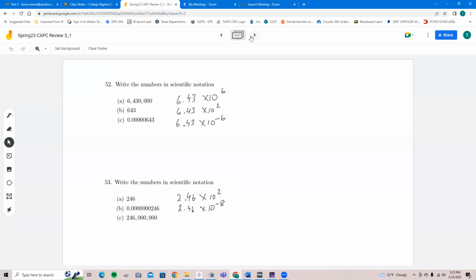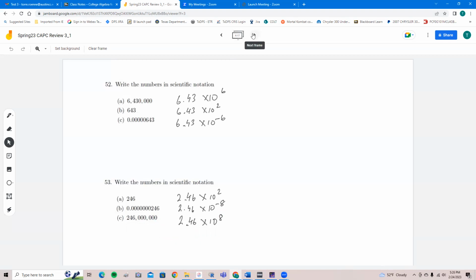And this will be the last one, again 2.46, but this time times 10 to the, let's see, we're going to have to move it 1, 2, 3, 4, 5, 6, 7, 8. So this will be positive 8. Right? You can always check by going in the other direction. If I do this multiplication, do I get this number? Now, that will tell you if you used the wrong sign on the exponent, positive or negative.